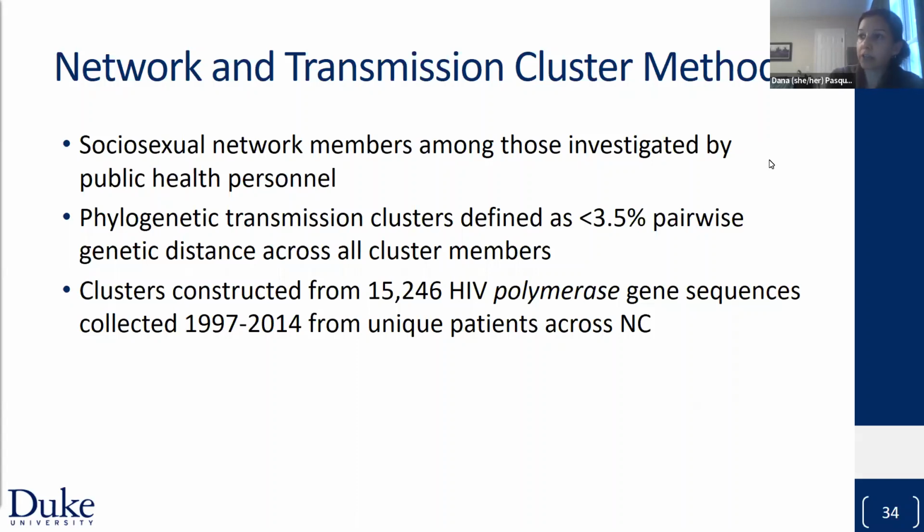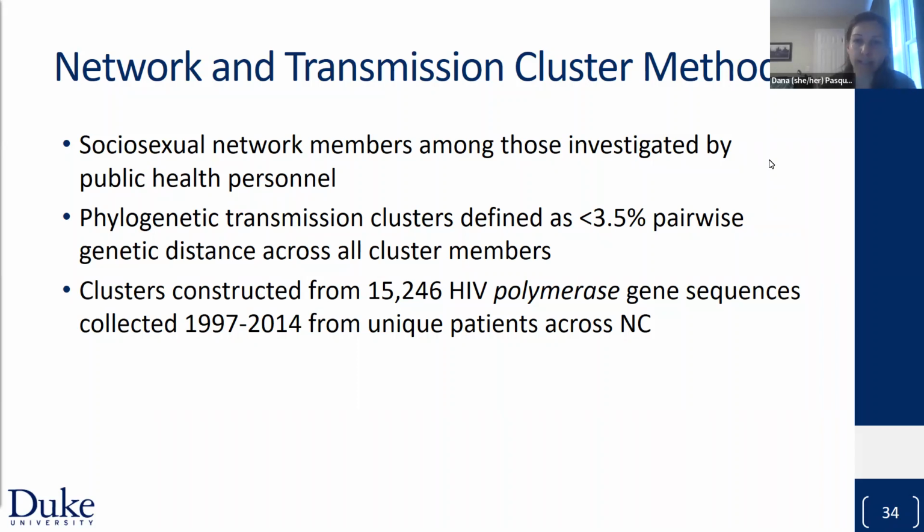The network here are people who were in the sociosexual network, and some of them are social contacts who the person said would benefit from testing, which is why we call it a sociosexual network, among those investigated by the disease intervention specialists. Here, our transmission cluster definition was less than 3.5% pairwise genetic distance across all cluster members.